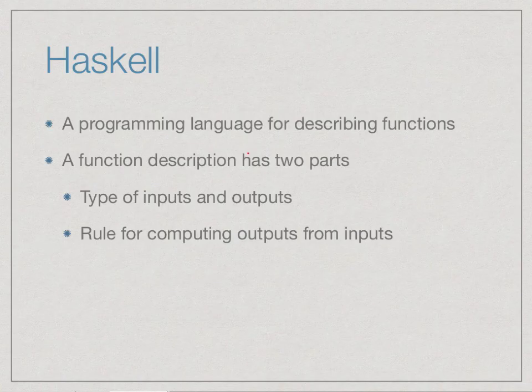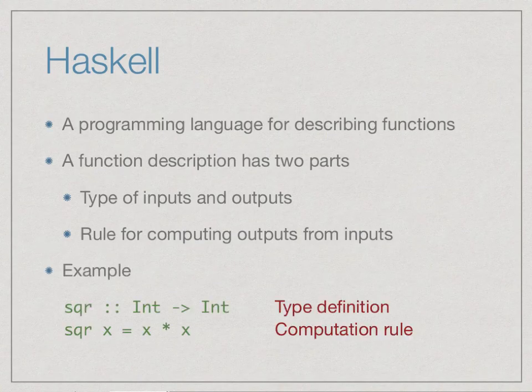In Haskell, a functional definition has two parts. The first part describes the types of the inputs and the outputs. What values does this function manipulate? And the second part, which is of course the important part, is the set of rules for computing the outputs from the inputs. So here is a very simple example of a Haskell function.